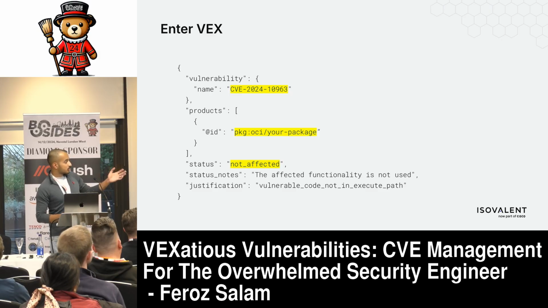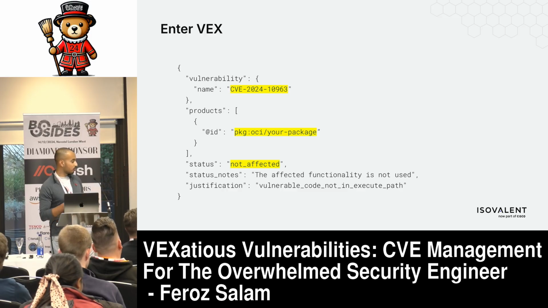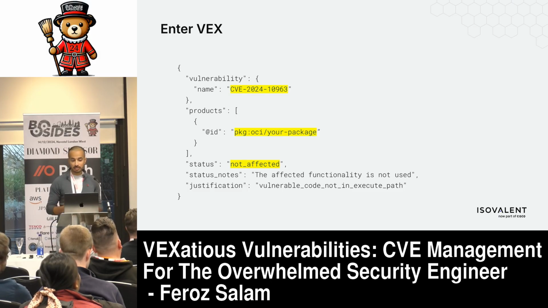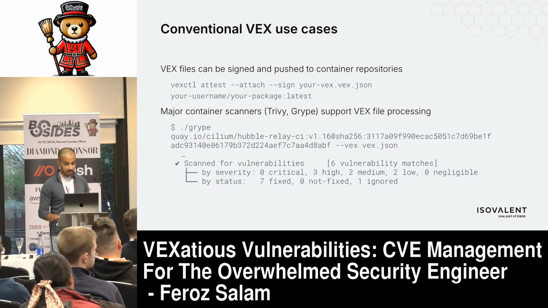As you can see here, it's super simple. This is the OpenVEX JSON format. You specify the vulnerability, you specify the product, you specify whether you think it's affected or not, and why you think that way. So this is going to be the core of my talk, and I'd like to talk about some slightly more interesting things you can do with these documents once you have them.